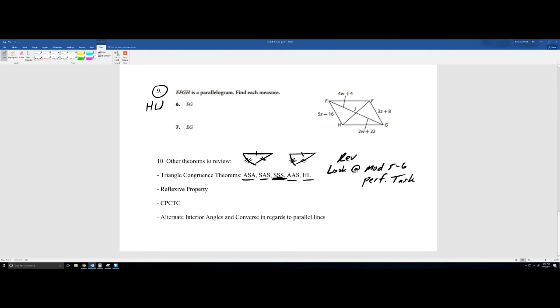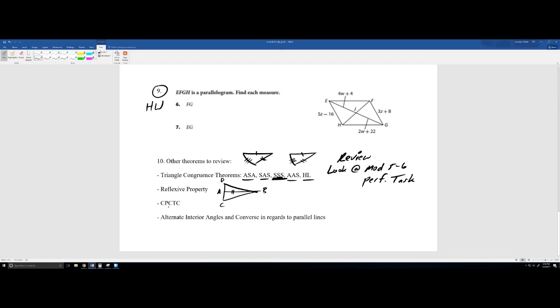So review, look at, practice, see if there's any practice for you, and just study that, brush up on it. Reflexive property. Remember, in certain situations, if you had two triangles sharing the same line, let's say AB, then AB is congruent to itself, because both triangle ABD and ABC are sharing AB for one of their sides. So that's the reflexive property.